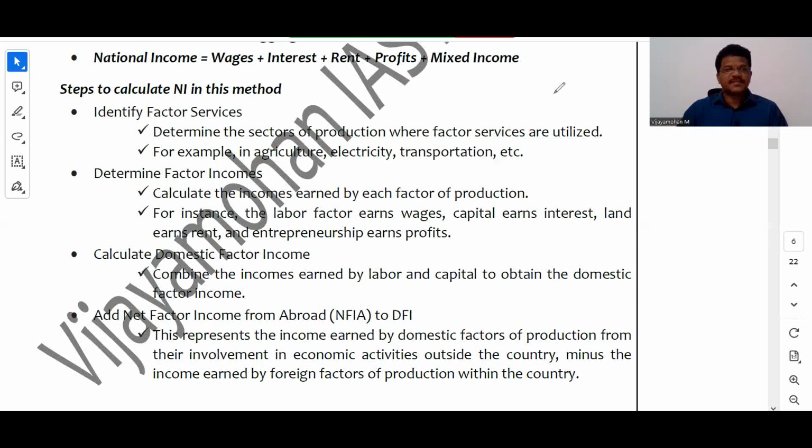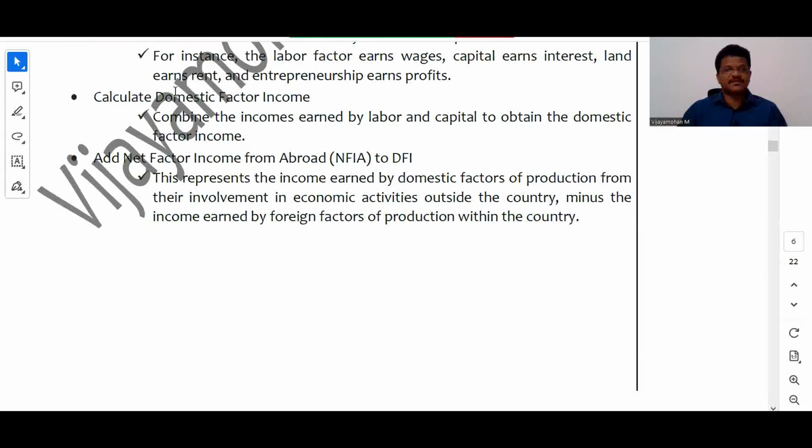Next, after determining the factor income, calculate the domestic factor income. Here I am using the word domestic. Domestic enduku ante, first we are concerned about the rewards for factors of production in the domestic economy, right? So consider the domestic factor income. Combine the incomes which are earned by labor and capital to obtain the domestic factor income. So ఇవన్నీ అగ్రిగేట్ చేస్తే మనకి ఒక డొమెస్టిక్ ఫ్యాక్టర్ ఇన్కమ్ వస్తుంది. నెక్స్ట్ యూ హ్యావ్ టు యాడ్ net factor income from abroad to domestic factor income.